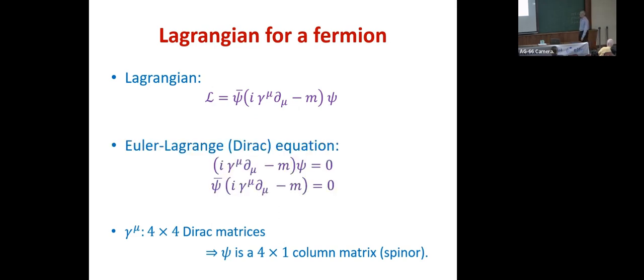If you try to form the Euler-Lagrange equation from this, you get two equations. One is (iγ^μ ∂_μ − m) ψ = 0, and the other is its Hermitian conjugate. These equations tell you how ψ behaves. So if ψ is an electron, this equation is going to tell you how an electron will behave, how the derivative of the electron field wave function will depend on the mass of the electron, and so on. That is the rough idea of how we are going to start.